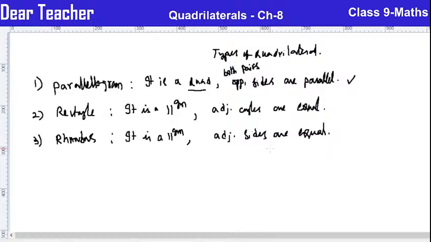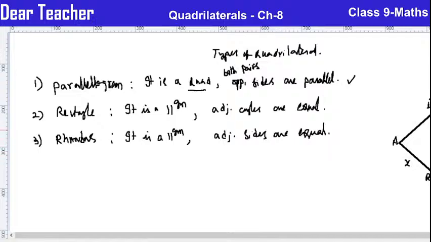So if adjacent sides are equal, automatically all sides will be equal. How? I will just show you. Let us say this is ABCD. Now adjacent sides. For example, this is X. The adjacent side is this one, X. A, B and B, C are adjacent sides. These are equal. So if AB is X, BC is also X.